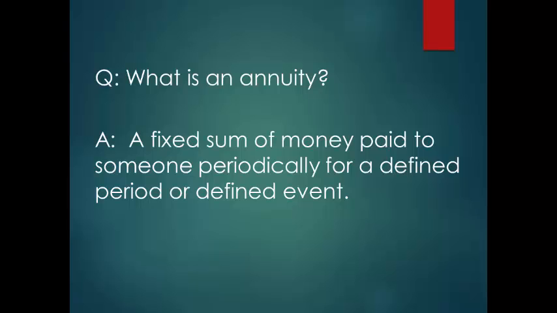An annuity is a fixed sum of money paid to someone periodically for a defined period of time or until a defined event. You will see some annuities, specifically fixed annuities, which don't even pay you an income. These still fall under the title of an annuity, but don't meet the basic definition of an annuity payment.